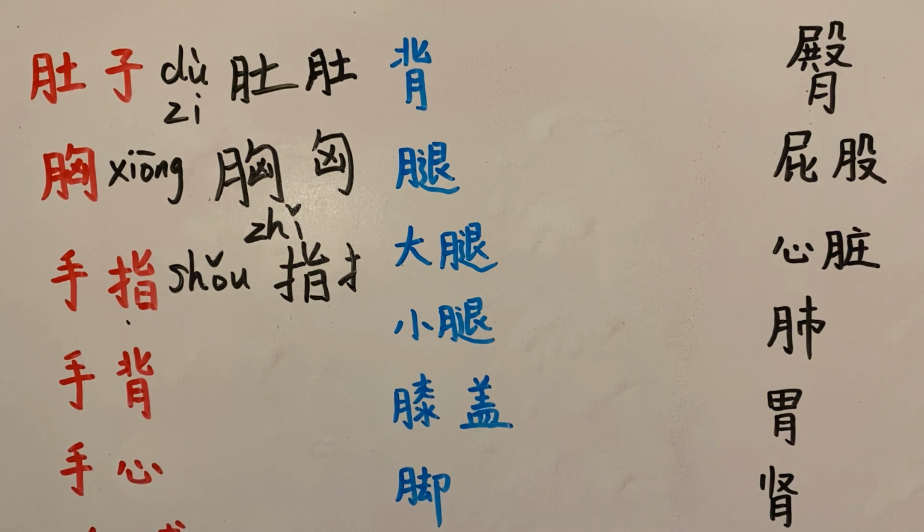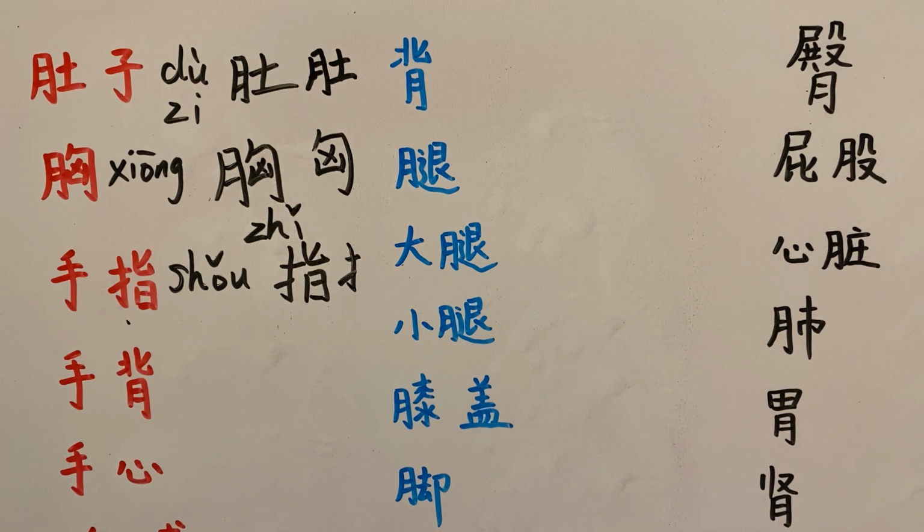指指点点. In Chinese, 指指点点 means to point at something, or to gossip about someone, or to direct something, right? 指指点点, 手指.